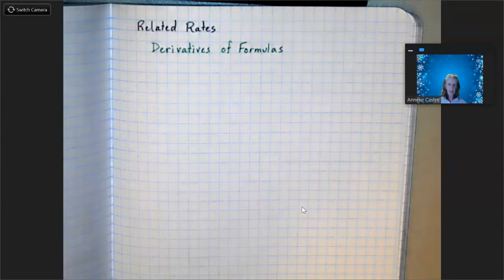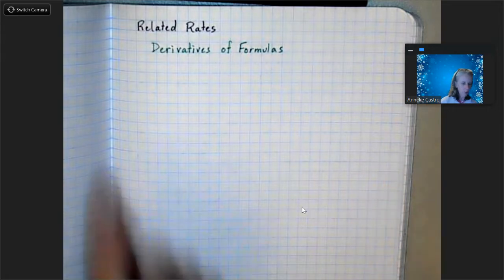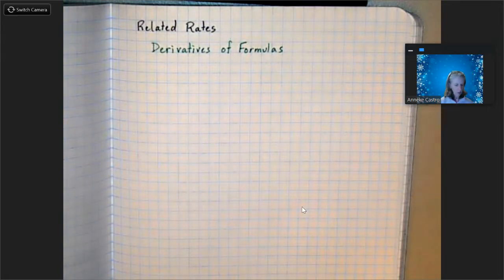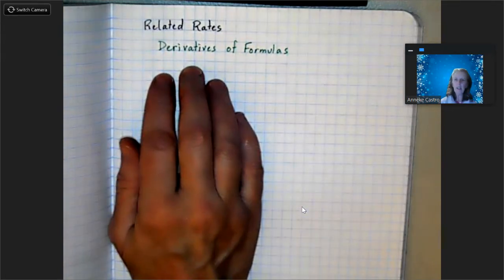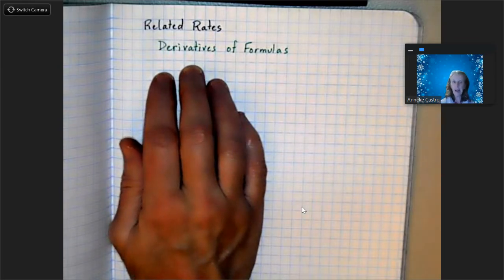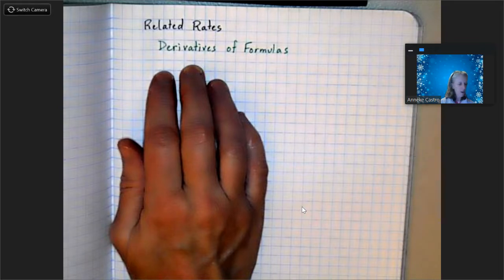Okay, here's our notes for today. They are on related rates. And before we get into a problem with related rates, I first want to go over that when you're taking derivatives, you don't always have to take dy dx. Okay, we can take derivatives with lots of different variables.